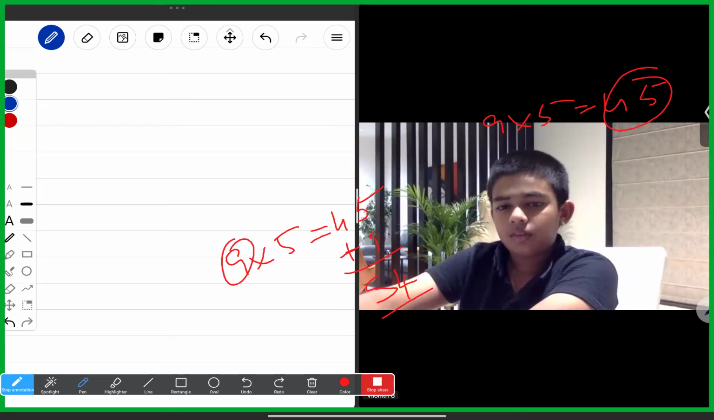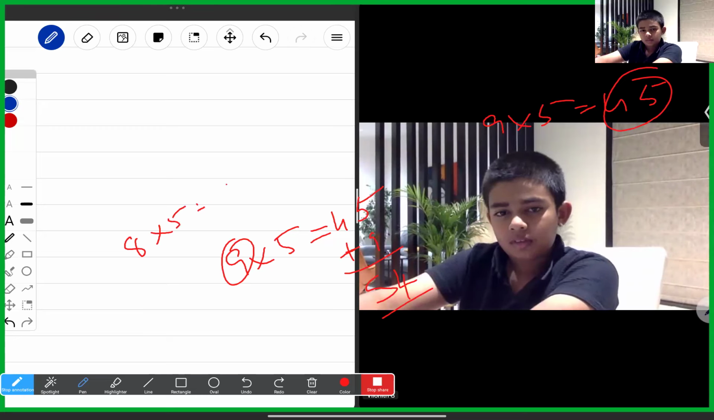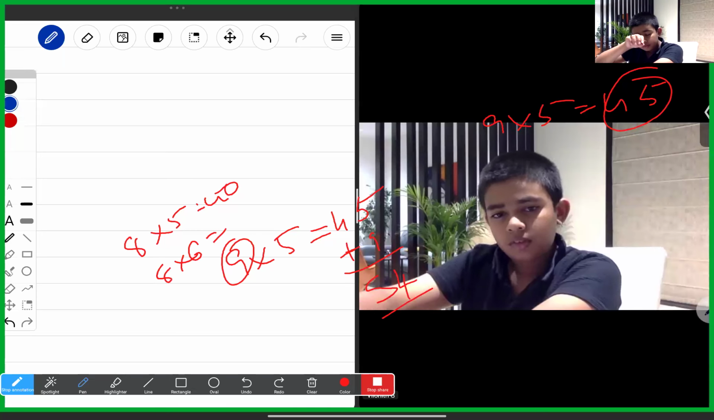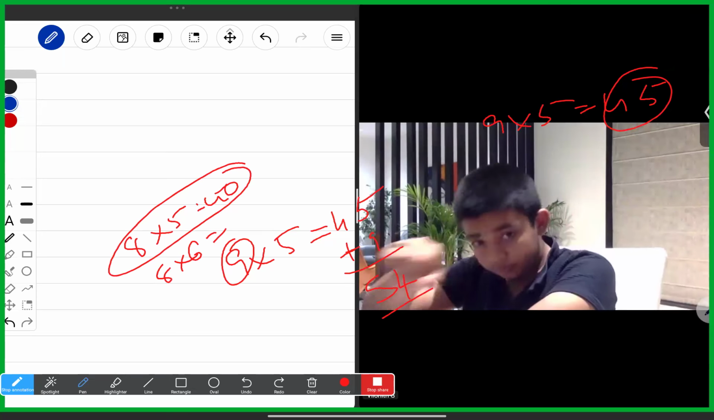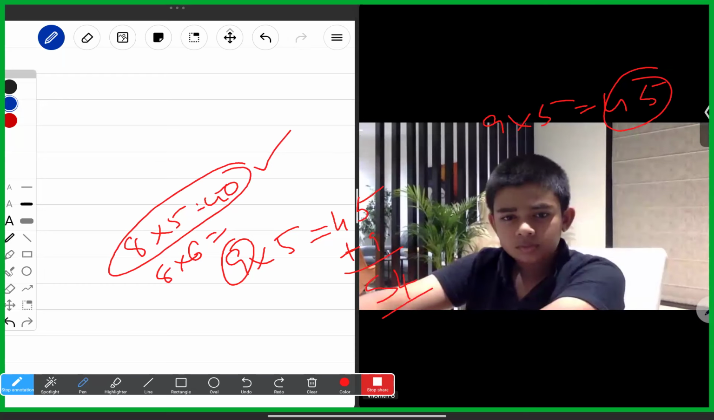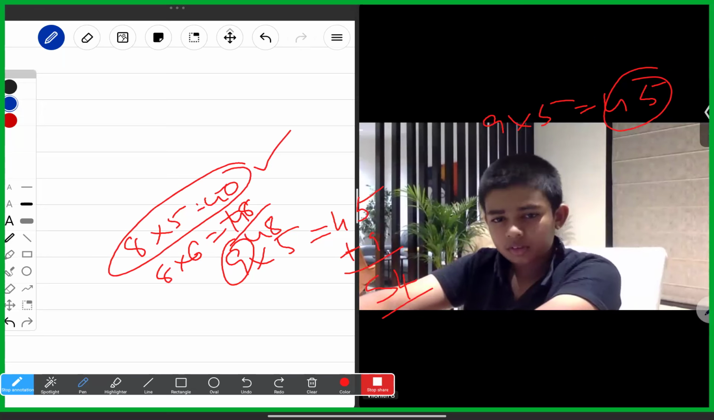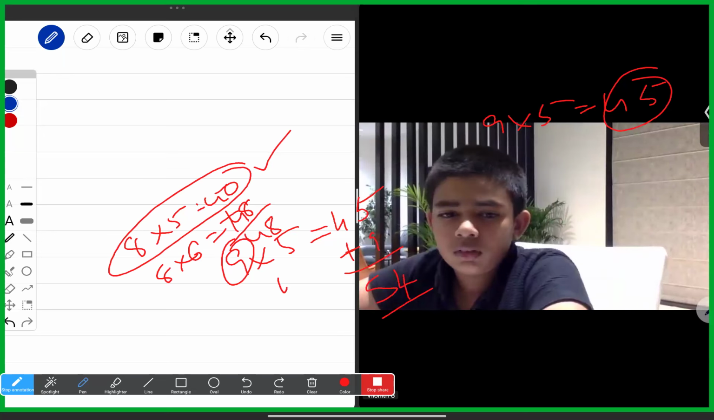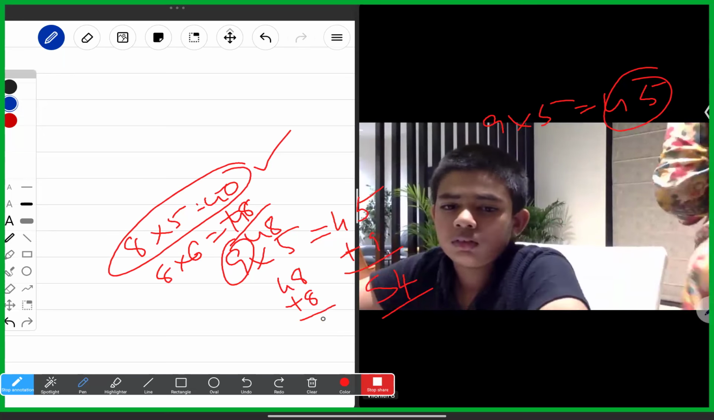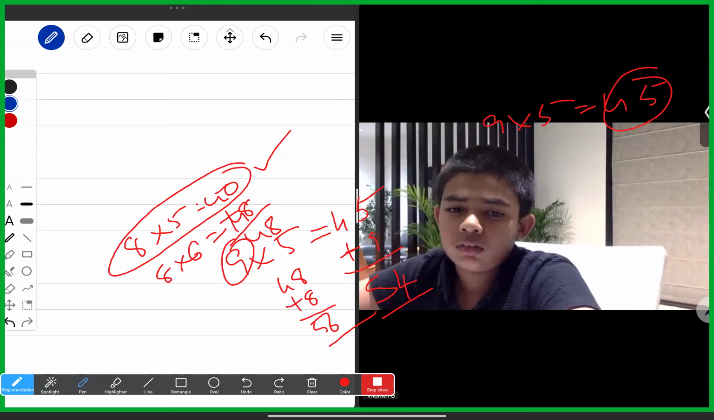If it is the 8 table, suppose you know 8 into 5 is 40 and you forgot 8 into 6. You should know 8 into 5, 40, is 100% correct to apply this. Since it is the 8 table, only 8 gets added to the next one. So 40 plus 8, 48. Suppose you forgot 8 into 7 suddenly. Then simply do 48 plus 8, 56.